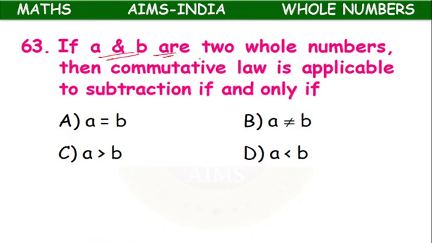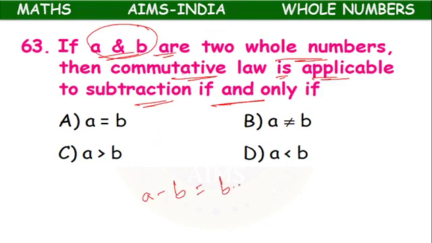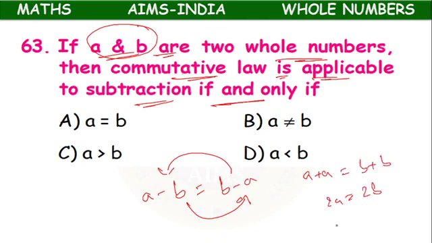If A and B are two whole numbers, then the commutative law is applicable to subtraction if and only if. When can we say that the commutative law is applicable for two numbers? If A minus B equals B minus A. Or A comes to this side, B goes to the right-hand side. We can write A plus A equals B plus B, or 2A equals 2B. Cancel the 2, A equals B.